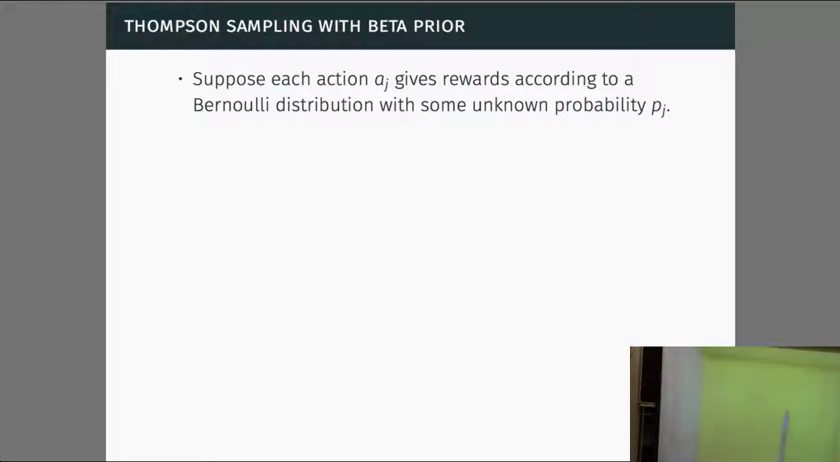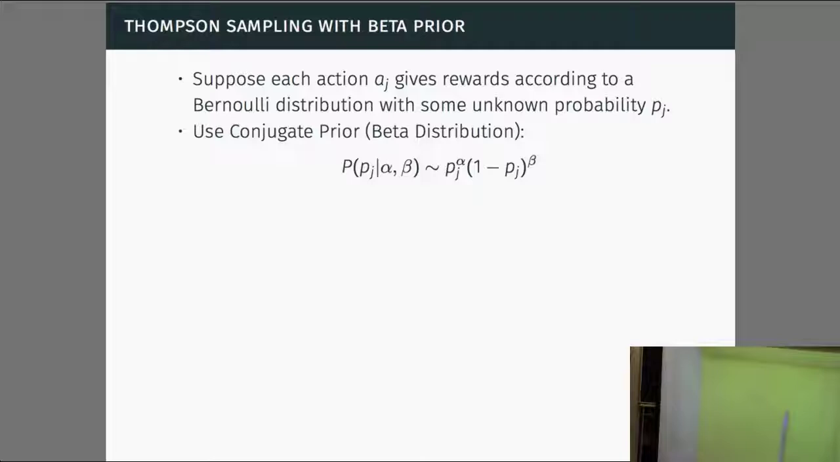Okay, so now let me give a concrete instantiation of this where we're using a beta distribution prior. So we're going to suppose each action gives rewards according to a Bernoulli distribution. Each action either gives a 0 or 1 reward, but we don't know with what probability we get a reward of 1. So we want to find the action that has the highest probability of giving us a reward of 1. We're going to assume that action A sub j gives a reward of 1 with probability P sub j. Okay?